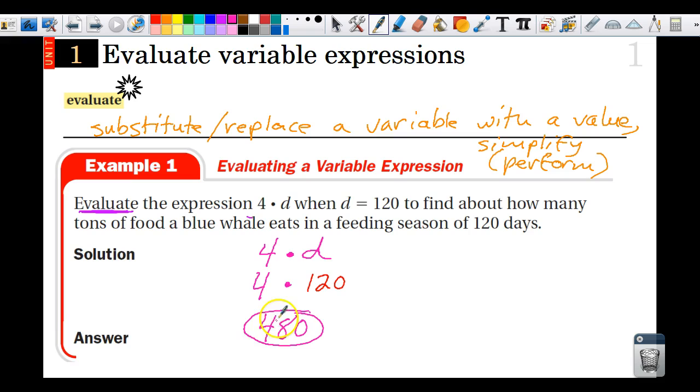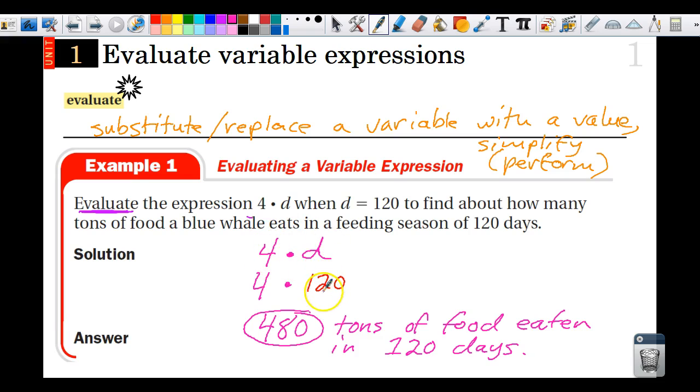Now think about what this answer means. 480 what? Well, 4 times d was how many tons of food a blue whale eats in a feeding season of d days. Now we say it's 120 days, so 480 represents the tons of food eaten in 120 days. And that's what it means to evaluate a variable expression. We took the expression I had, replaced the variable with a value, in this case 120, and then completed by multiplying or performing any other operation.